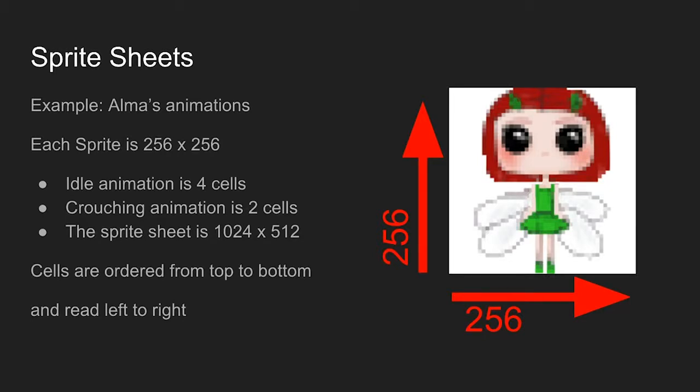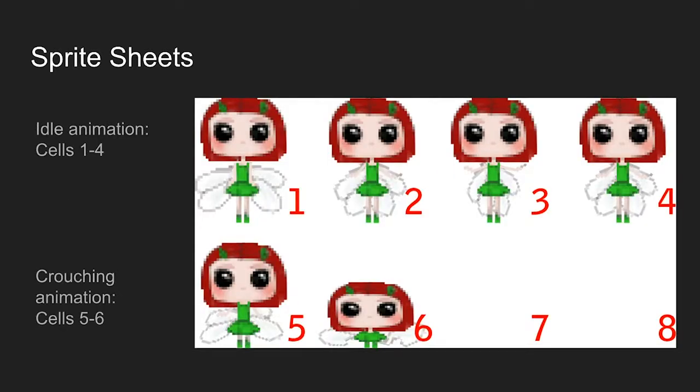I have an idle animation and a crouching animation. Keep in mind that cells are ordered from top to bottom and they read right to left. So in this example, Alma has an idle animation that is 4 frames, and that's cells 1 through 4. And her crouching animation is 2 frames, 5 and 6. 7 and 8 are currently not being used. So this sprite sheet is 1024 pixels by 512.